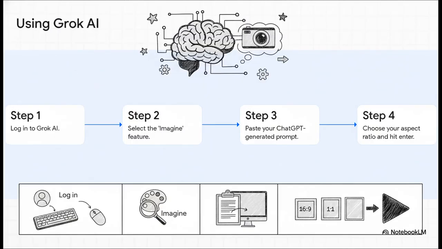Once you have those prompts, the process is incredibly simple. We're going to use a tool called Grok AI. You just log in, head over to the Imagine feature, paste the prompt for your first scene, pick your aspect ratio, and that's it. You let it do its magic. It's really just a simple copy and paste job.